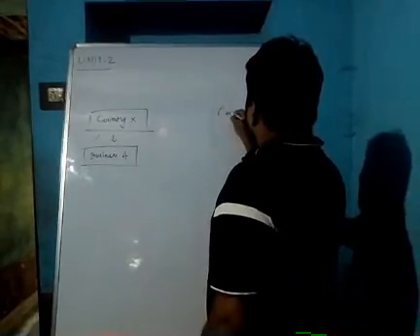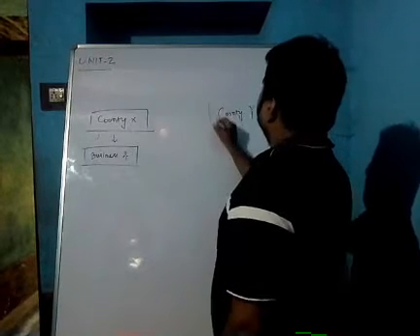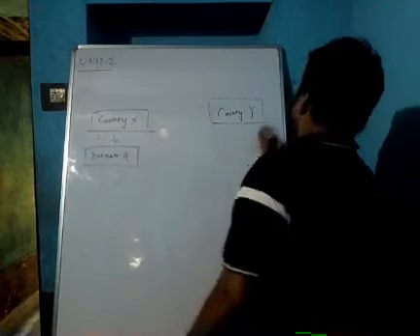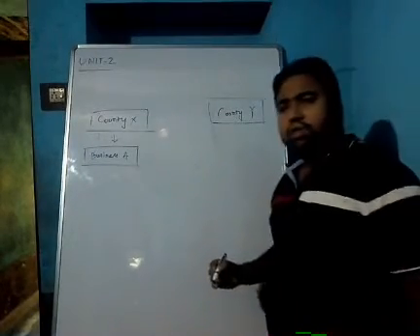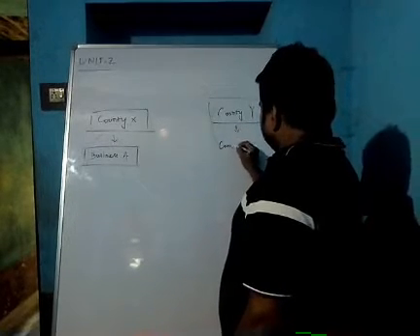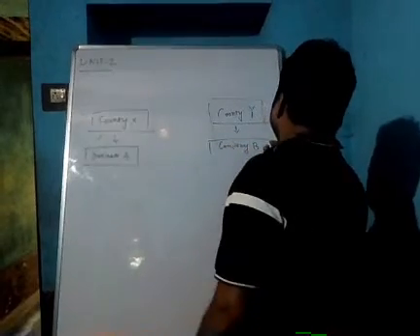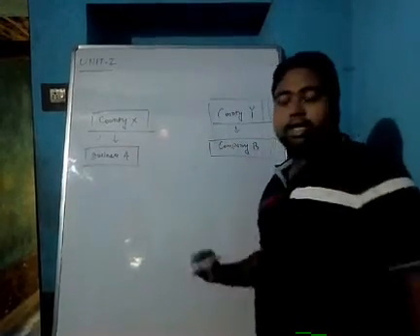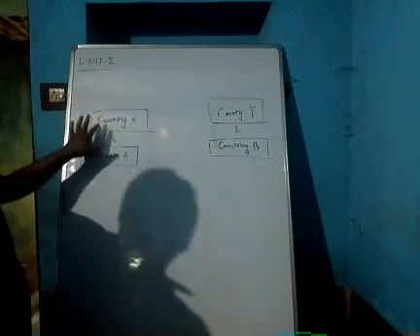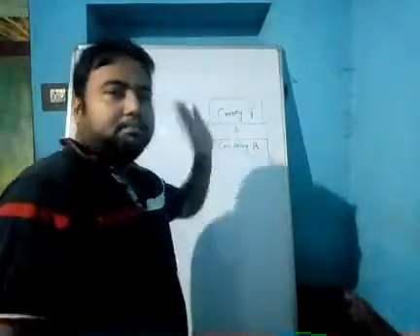Now, another country is there, say country Y. Country Y is the other country. Another business unit doing business in country Y, say company B. Company B is the second company. Take the example very carefully. Country X in which company A is there, country Y in which company B is there.